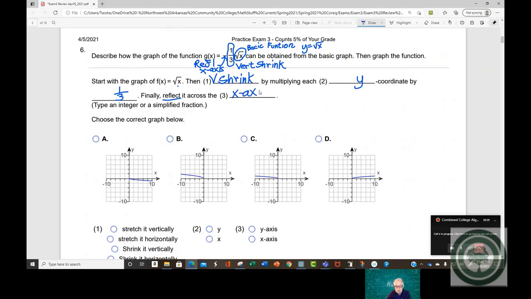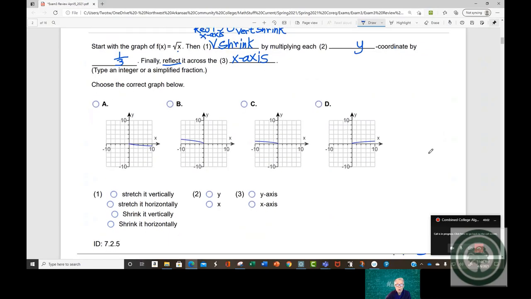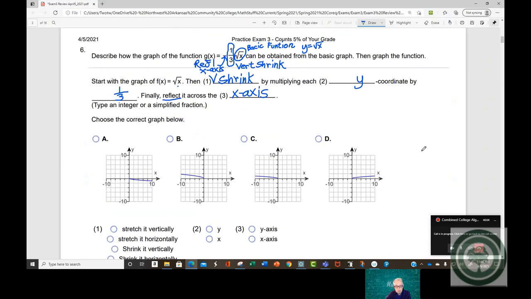The negative sign has a completely separate job. The negative sign reflects across the x-axis. The negative sign in front is not part of the change, the transformation caused by the 1/3. I know that can be very, very confusing, but adapt and survive.